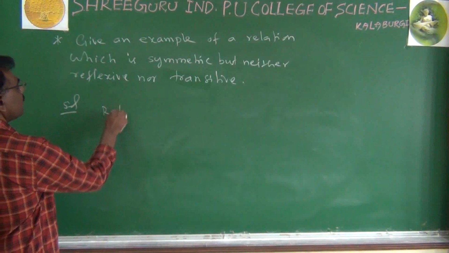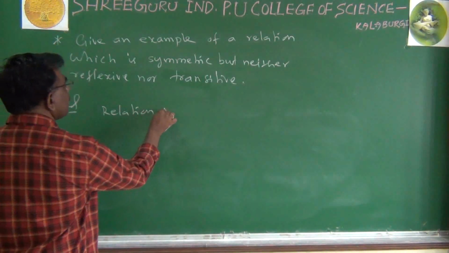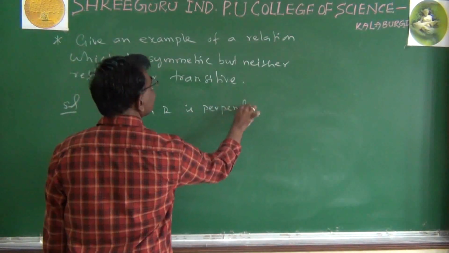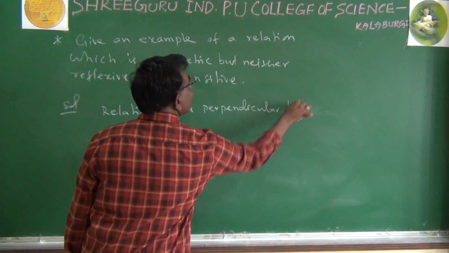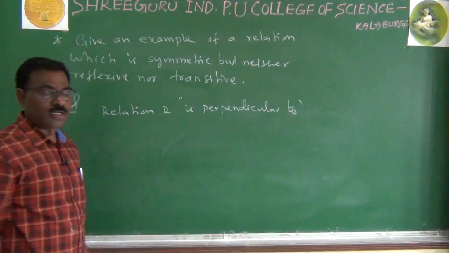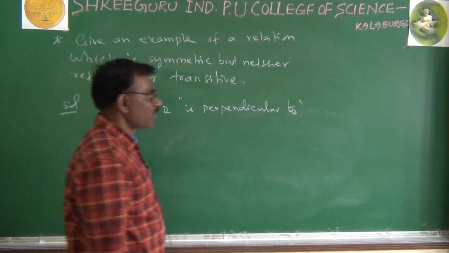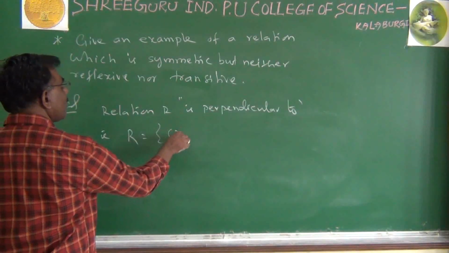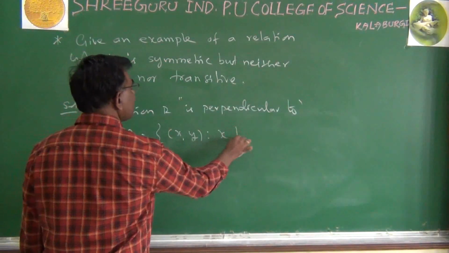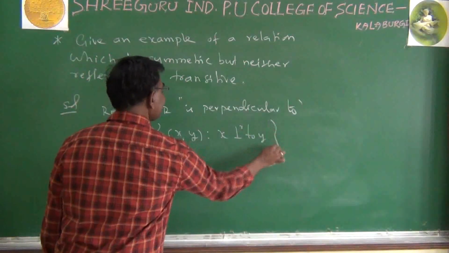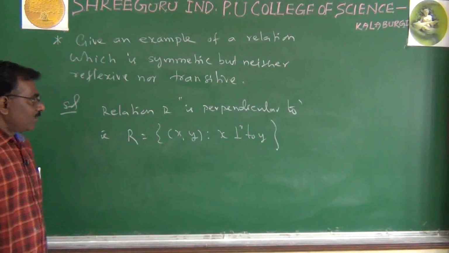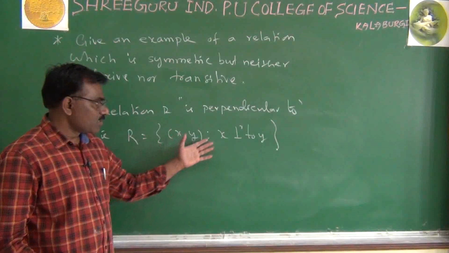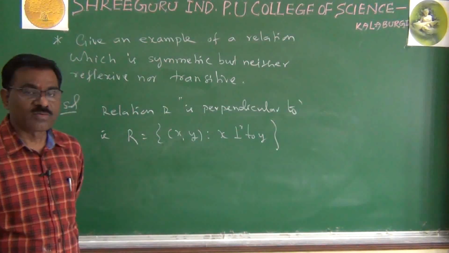Now, relation R is perpendicular. That is, R is x comma y such that x is perpendicular to y. Then definitely it is a one mark question.